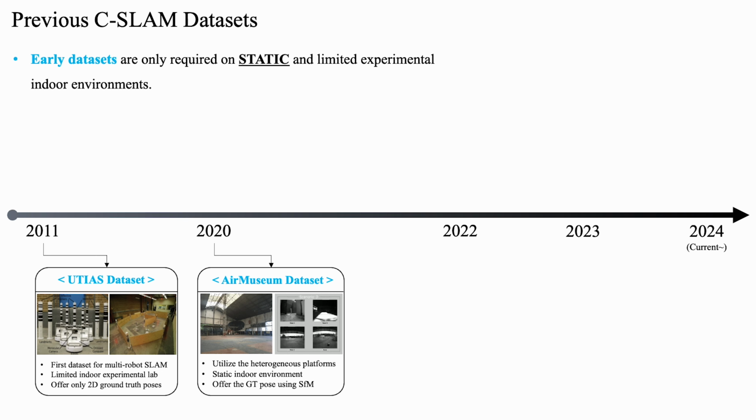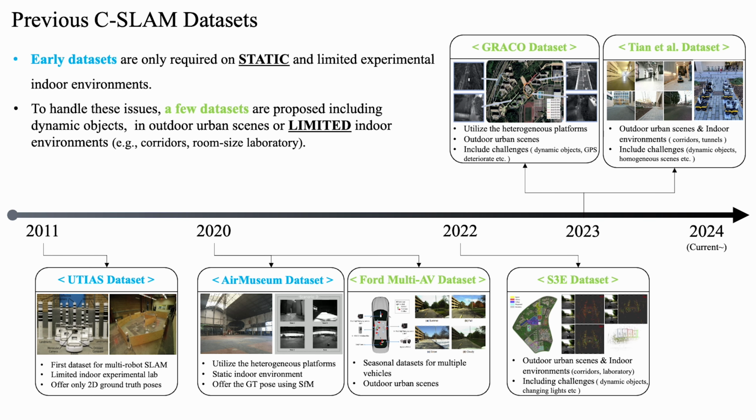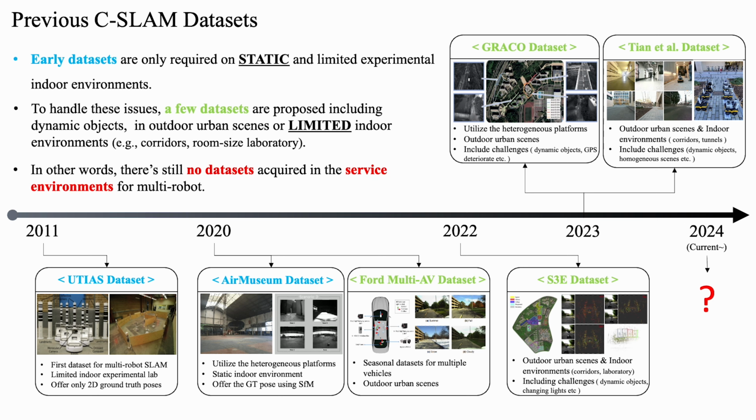For example, in the case of early datasets, there are some datasets, such as Yusha's and Air Museum. However, they are only acquired in static and limited experimental indoor environments. To handle these issues, a few datasets including dynamic objects are proposed. Nevertheless, they are acquired in outdoor urban scenes or limited indoor environments such as corridors and room-size laboratories. This means that there is a lack of diversity in the environments in terms of benchmark datasets for C-SLAM. Furthermore, there are no C-SLAM datasets acquired in service environments for multiple service robots.